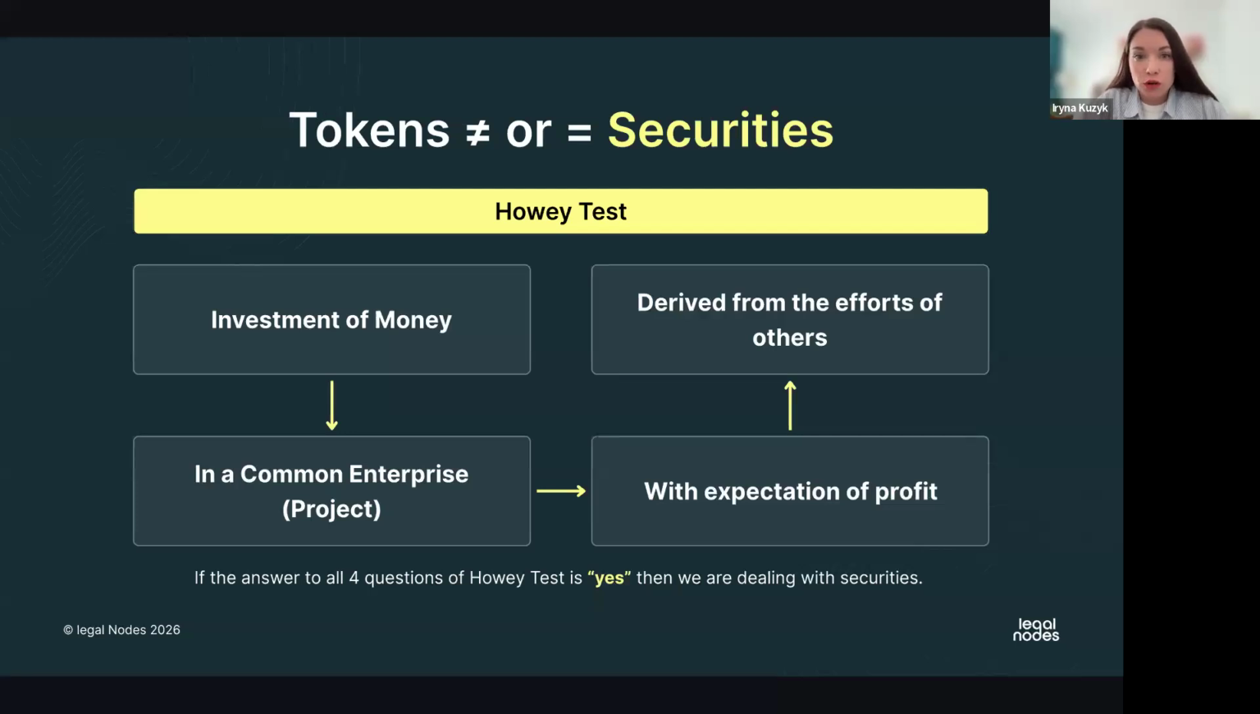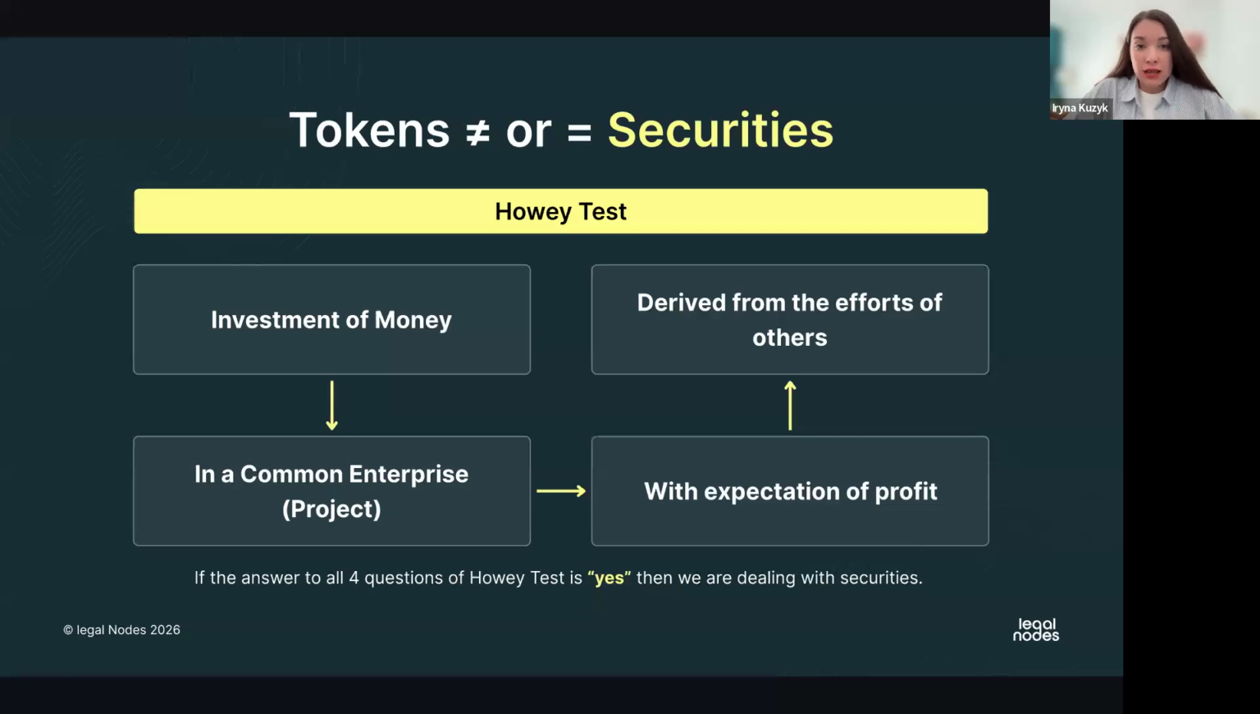Both are oversimplifications. What makes something a security? Probably many of you, if not all, heard about the Howey test. Similar tests are applied in different jurisdictions. The Howey test was born in the US. So regulators don't care about the word tokens. They look at economic substance, economic reality.